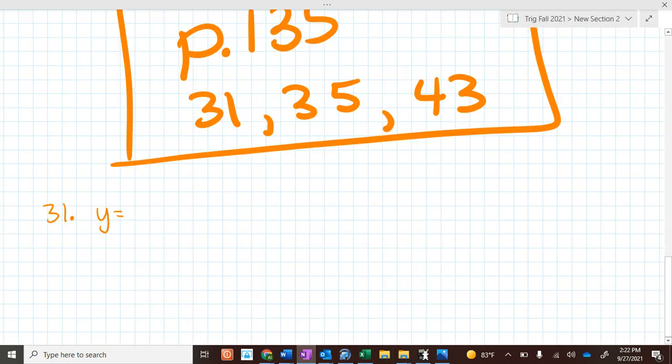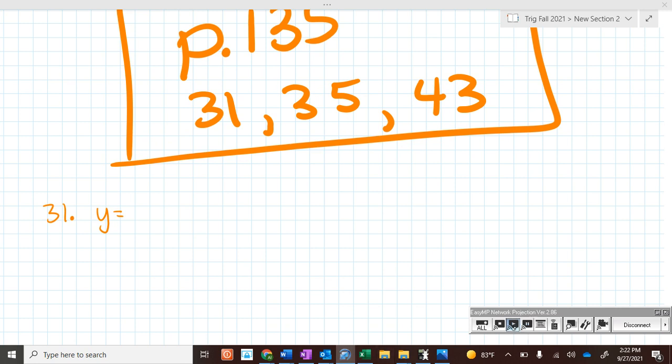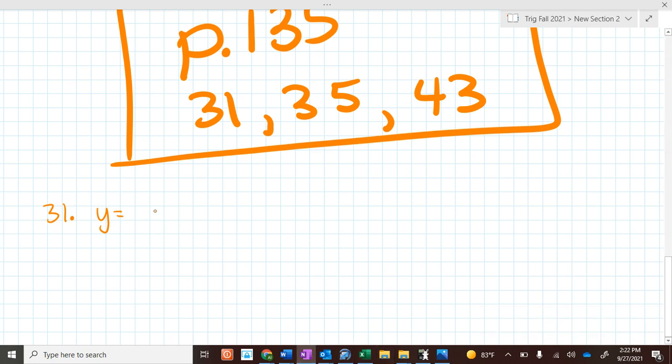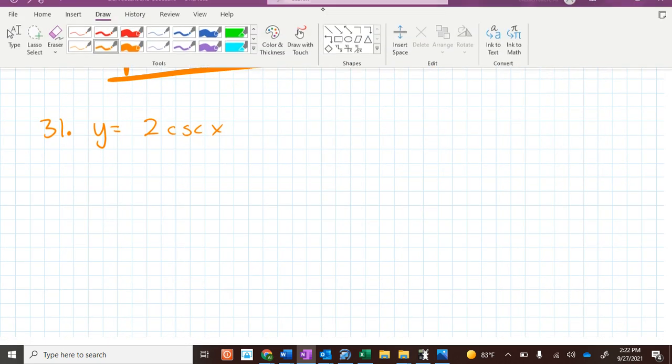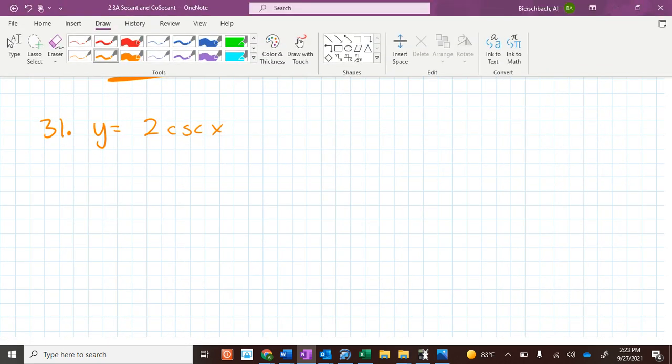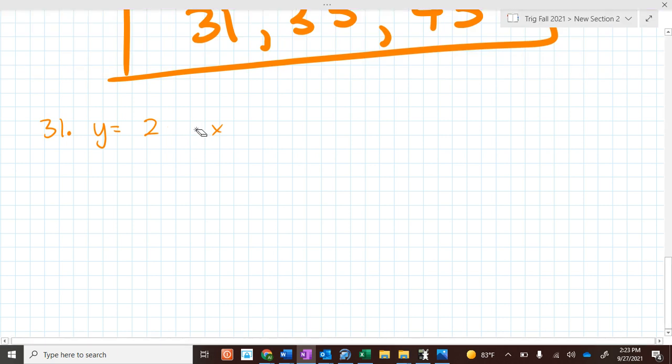Number 31. Y equals the sine of what? Or the cosecant of what? 2 cosecant of x, right? 31. Oh, it's 2 secant of x? Okay. Thank you. 2 secant of x.